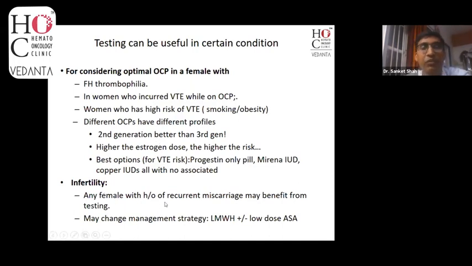Infertility: any female with a history of recurrent miscarriage may benefit from testing, which may change the management strategy, LMWH with or without low dose aspirin, like in EPLA.